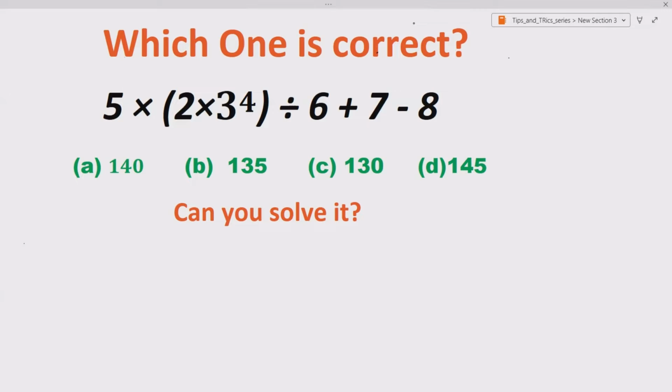Our question today is about the basic arithmetic rule to solve any arithmetic expression in mathematics, i.e. the BODMAS or PEMDAS rule. In this question we are given an arithmetic expression: 5 multiplied by the bracket 2 into 3 raised to the power 4, divided by 6 plus 7 minus 8. We have to solve this expression, but if you solve it without the BODMAS or PEMDAS rule, you get an incorrect answer. Why? We will see that.